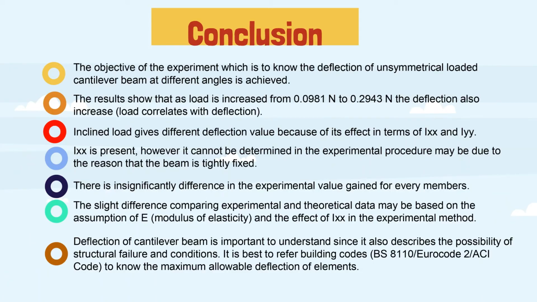Lastly, for the conclusion, the objective of this experiment, which is to determine the deflection of an unsymmetrically loaded cantilever beam at different angles, is achieved. From the result, it is proven that as load increases from 0.0981 Newton to 0.2943 Newton, the deflection also increases. There is an insignificant difference in the experimental values gained by every member, and the difference between theoretical and experimental values is due to the assumption of E, which is the modulus of elasticity.